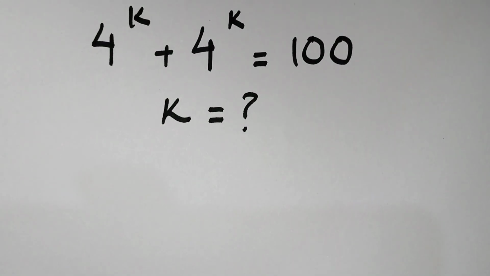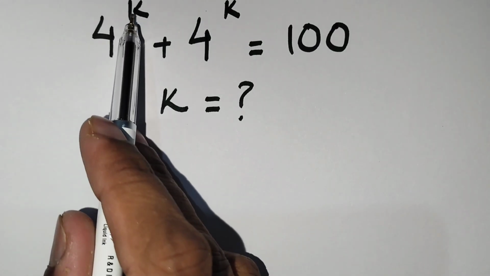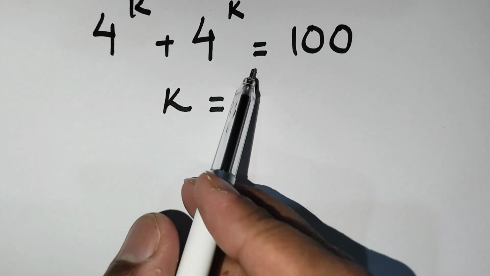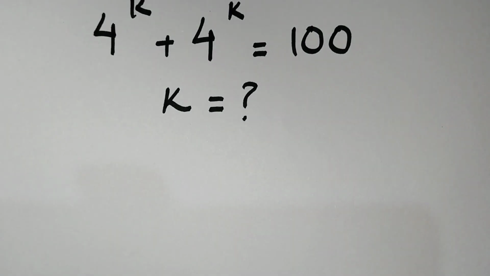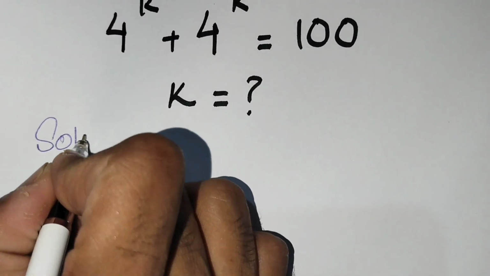Hi everyone, today we will solve an exponential equation: 4^k + 4^k = 100. Find the value of k. Let's start the solution of this question.